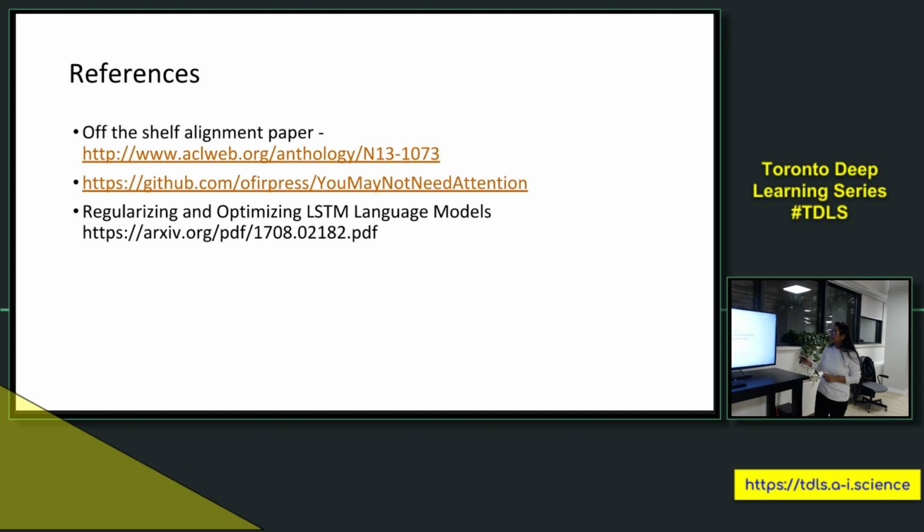So those are the references. First is for the off-the-shelf alignment, the fast align paper. The second is the GitHub repo for attention. And the third is the regularization and optimization paper, which has an in-depth understanding of the dropouts, the locked and the embedding dropouts that help regularize the model better because it's a recurrent neural network model. That paper helps us understand those dropouts in detail.